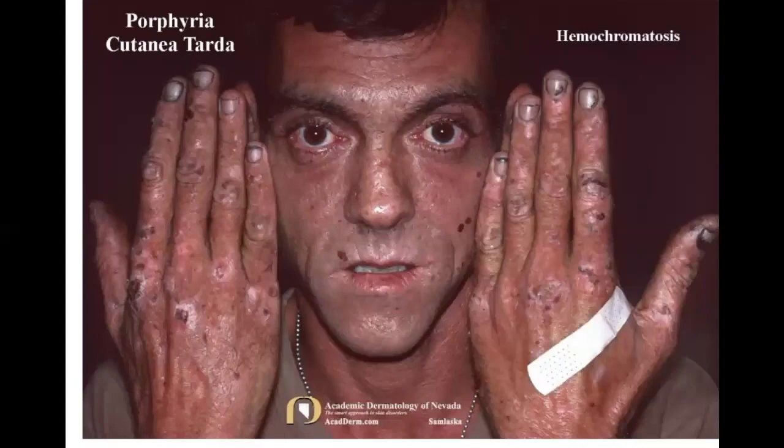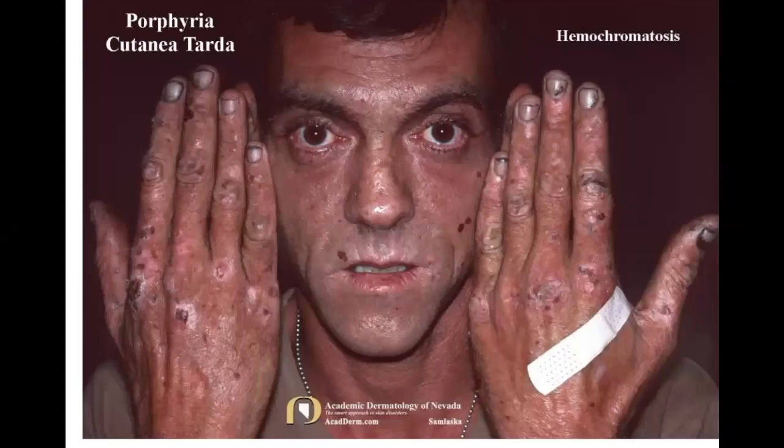Now here, this is borrowed from the Academic Dermatology of Nevada Atlas. So zoom in to these blisters that you see. This is Porphyria cutanea tarda. They usually present with painless blisters on the sun-exposed areas. They also present with photosensitivity.